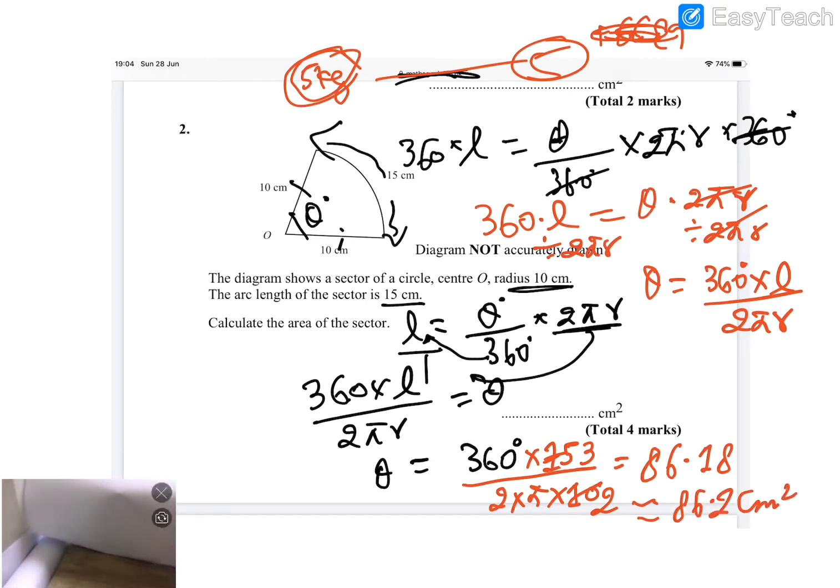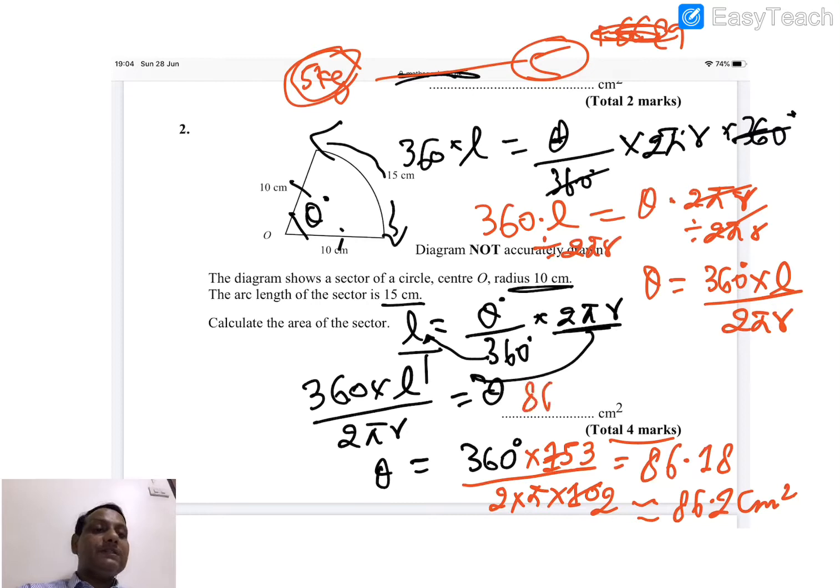Okay guys, so this is the whole thing you have to do. Generally it is a 4 marks question and kids have to get that. So 86.2 centimeter square. Centimeter square is already written here, so you don't have to write it, you must leave it like that, 86.2. This is the IGCSE way. They make a very nice paper, they make everything ready-made, and kids only have to fill in over there and calculate, and the space is given.